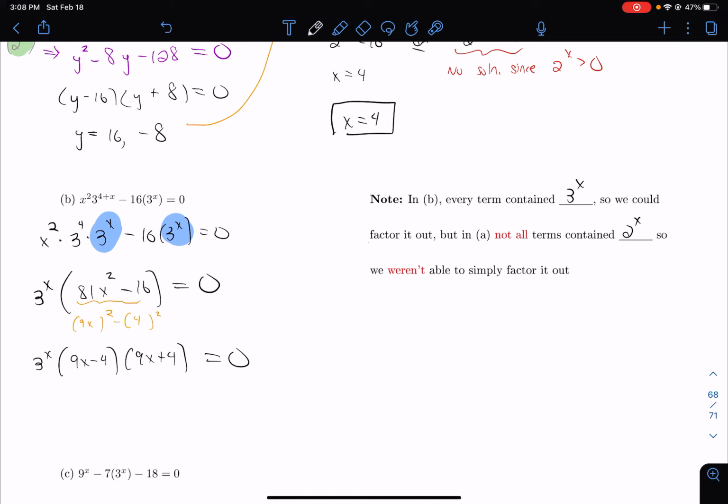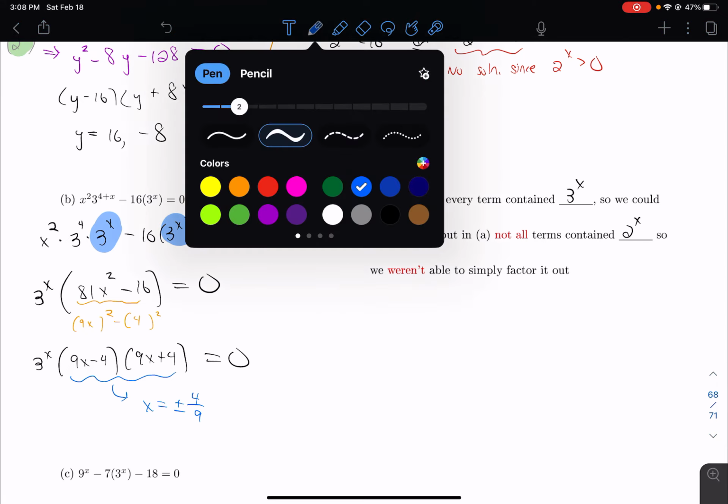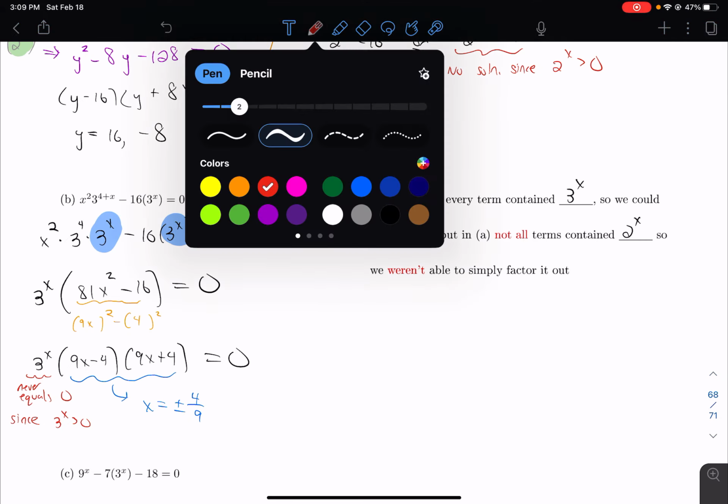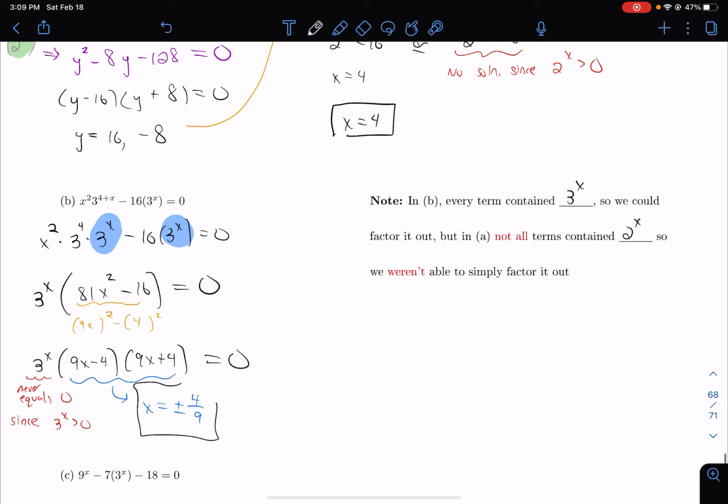Okay, so now I'm ready to solve this thing. So when do each of these things equal 0? All right, so let's start with the 9x minus 4 and the 9x plus 4. From those, we'll get x could be equal to either 4 over 9 or negative 4 over 9, so plus or minus 4 over 9. And then, well, there's this other thing at the front, 3 to the x. When does that equal 0? Well, that never equals 0. 3 to the x never equals 0, since, just like with 2 to the x we saw above, 3 to the x is always bigger than 0. It's always positive.